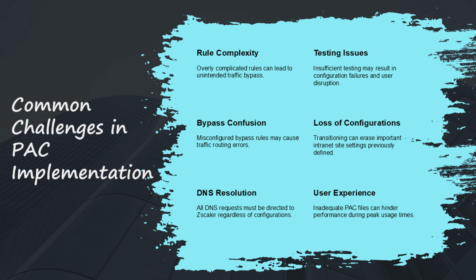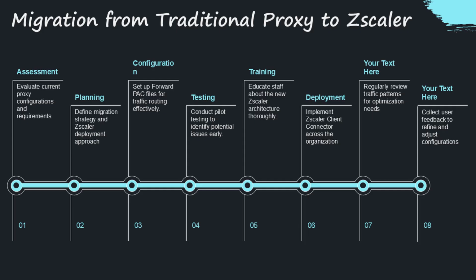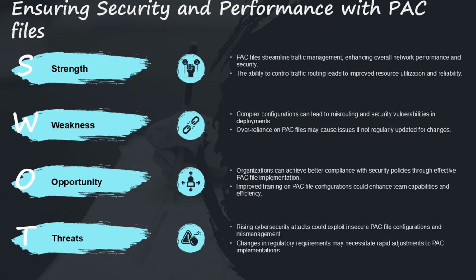For organizations transitioning from traditional proxy deployments to Zscaler's tunnel-based approach, it's important to note that browser-defined intranet site configurations may be lost when removing PAC file configurations. This should definitely be considered during the migration planning process. By properly implementing and understanding the relationship between forward PAC and app PAC files, organizations can ensure optimal traffic routing while maintaining security and performance across their Zscaler deployment.